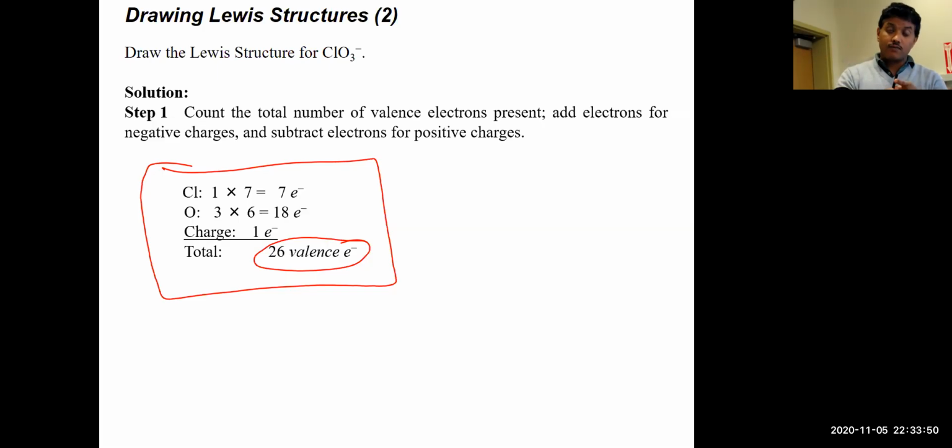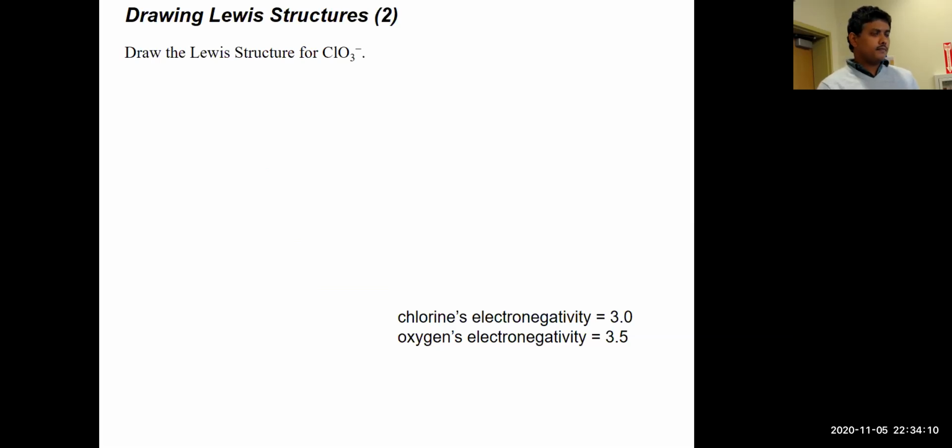They can be in the form of bonds, a single bond, double bond, or a triple bond, or in the form of lone pairs. It doesn't matter, but you have to show all 26 electrons. You're responsible for showing 26 electrons on a Lewis structure. That is going to be your job when I ask you to draw a Lewis structure. Okay, so step 2.